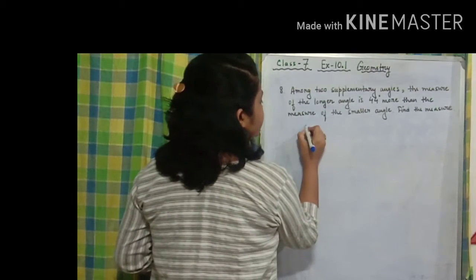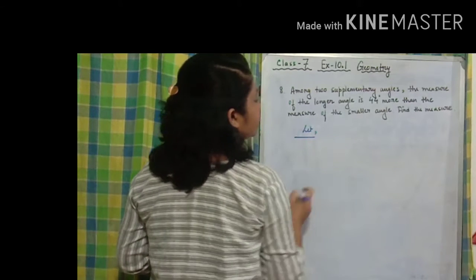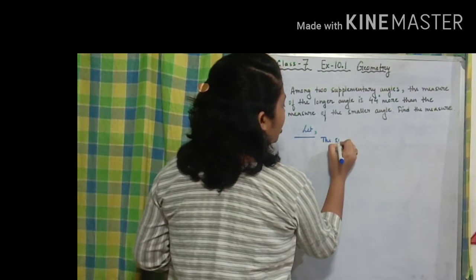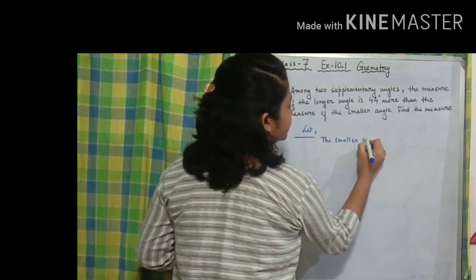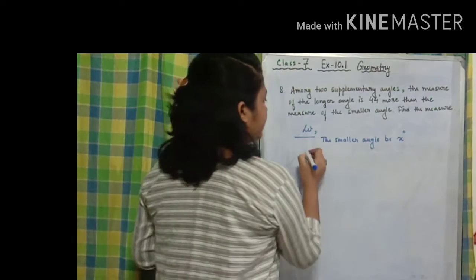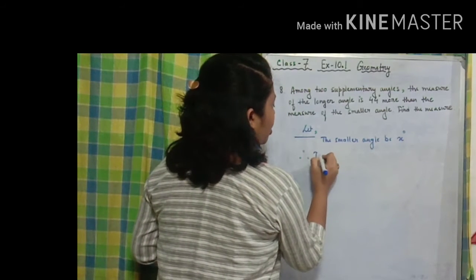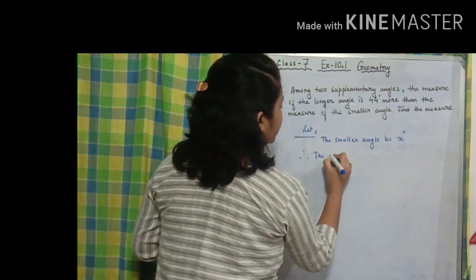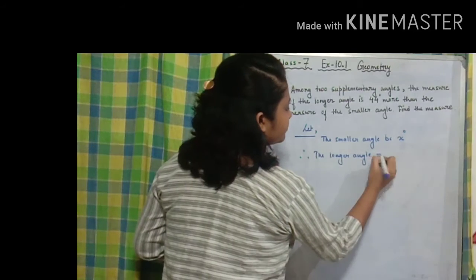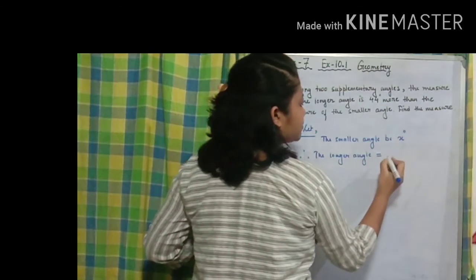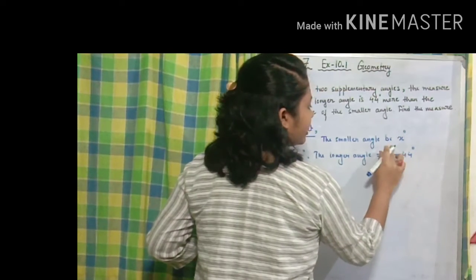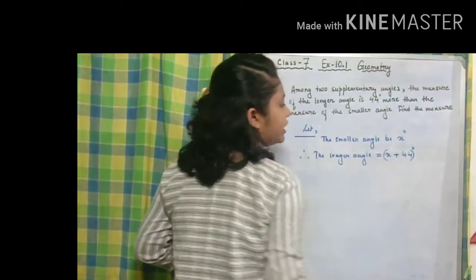First of all, for this, what we are going to do is take, let the smaller angle be x degree. Okay, therefore, according to the condition, the longer angle will be 44 more than the smaller angle, that means x plus 44 degree. Okay, so we can write x plus 44 degree.